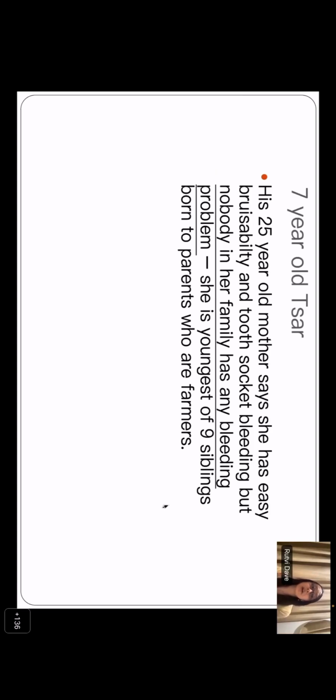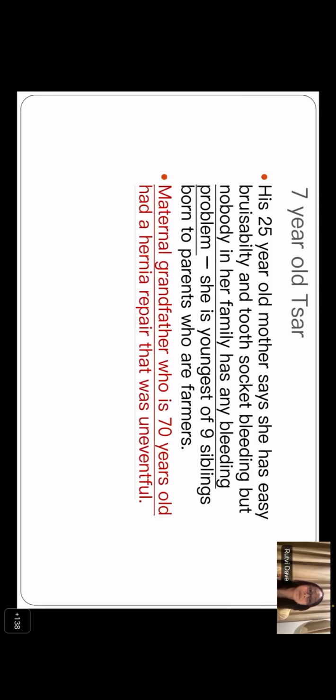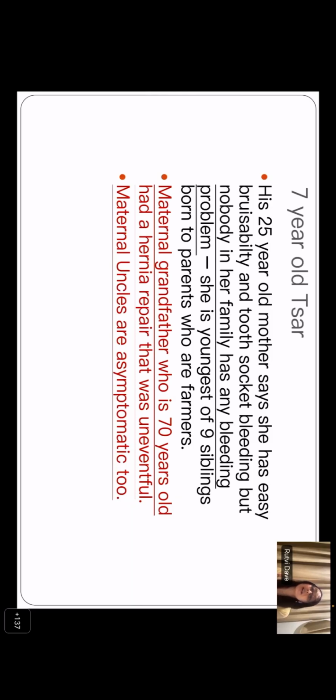So now going back to our patient's family history. As you rightly pointed out, the 25-year-old mother says she has easy bruisability and tooth socket bleeding. She's never required consultation, but this history is only on probing. Nobody else in her family has any bleeding problem. She is the youngest of 9 siblings born to parents who are farmers. The maternal grandfather, who is 70 years old, had a hernia repair which was uneventful, and all the maternal uncles are asymptomatic too.